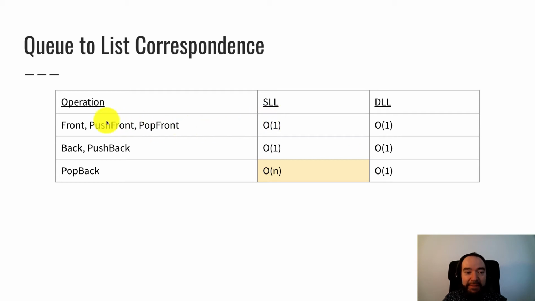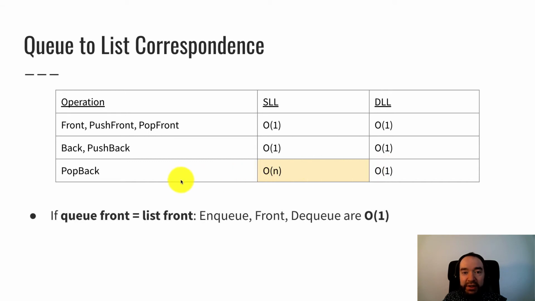So remember that most of these linked list operations are constant time, but there's one exception that's linear time. The front, push front, and pop front operations take constant time in both a singly linked list and a doubly linked list. The back and push back operations also take constant time in both kinds of linked lists. The one exception is the pop back operation takes linear time in the singly linked list, but constant time in the doubly linked list. That was one of the distinguishing features of the doubly linked list. So this will guide our decision.